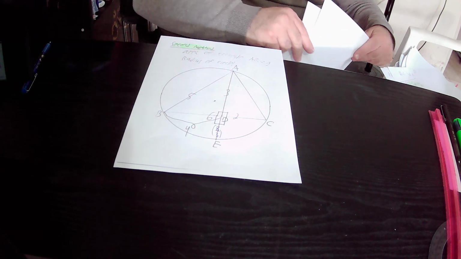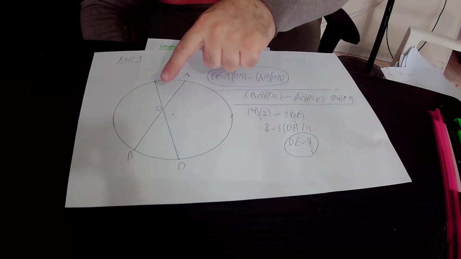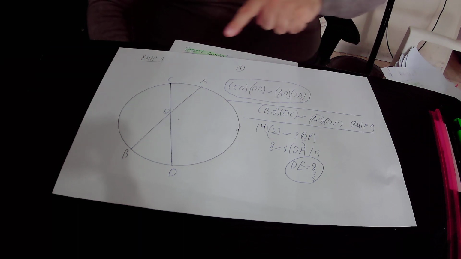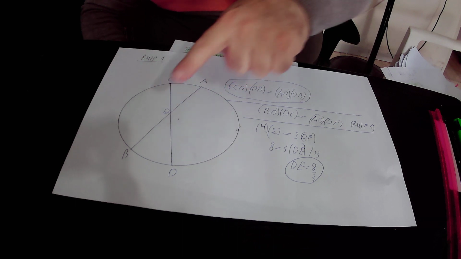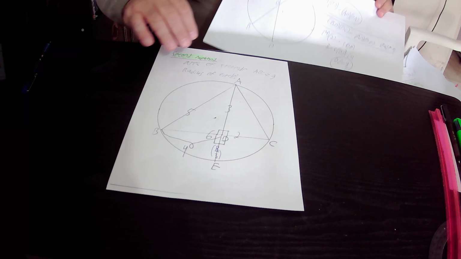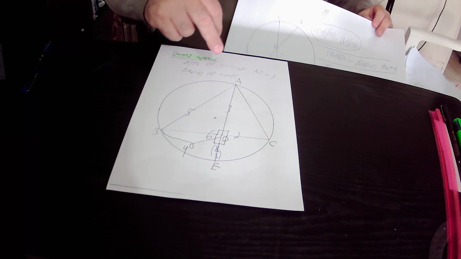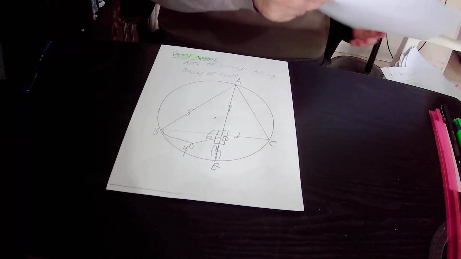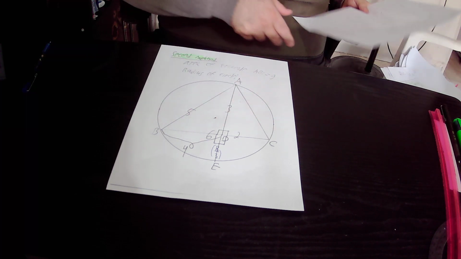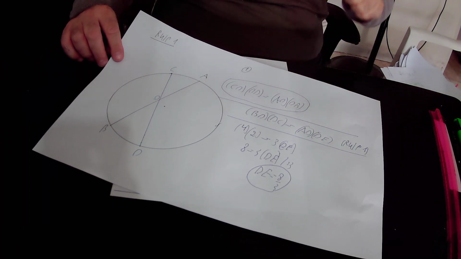Then I presented to you rule number 1. According to rule number 1, if chord AB intersects with chord CD at point O, then CO times OD equals AO times OB. We can implement rule number 1 in our drawing. Why? Because in our drawing we have chord AE that intersects with chord BC at point D. Therefore, according to rule number 1, we get that BD times DC equals AD times DE.